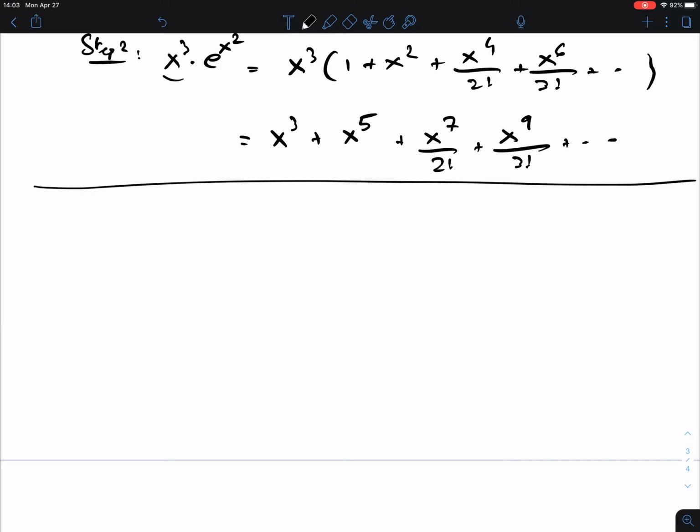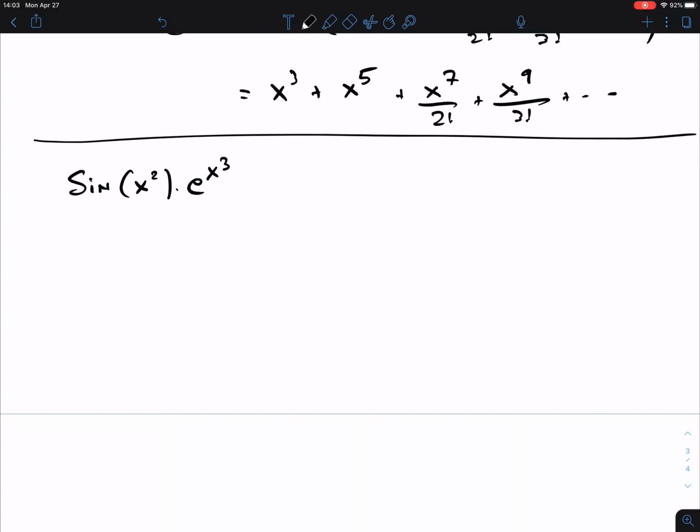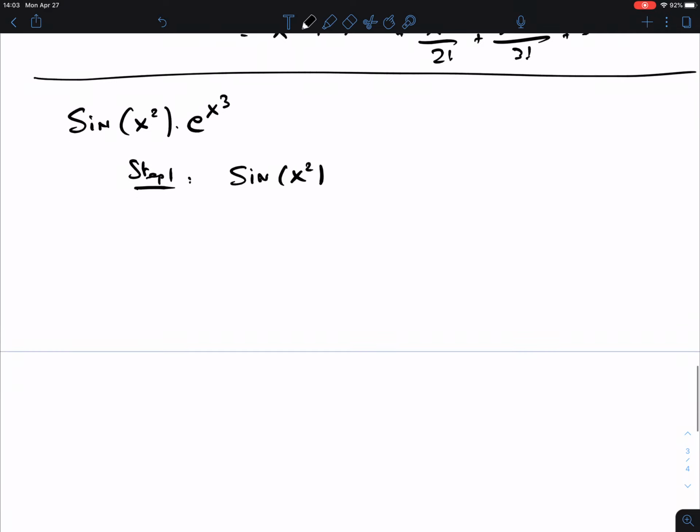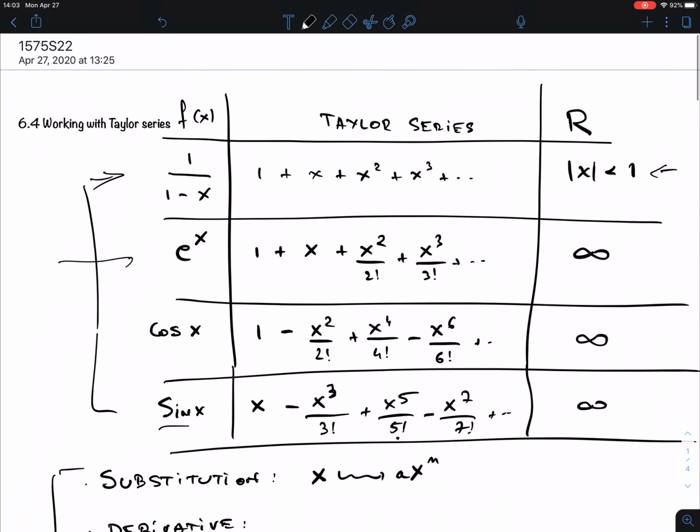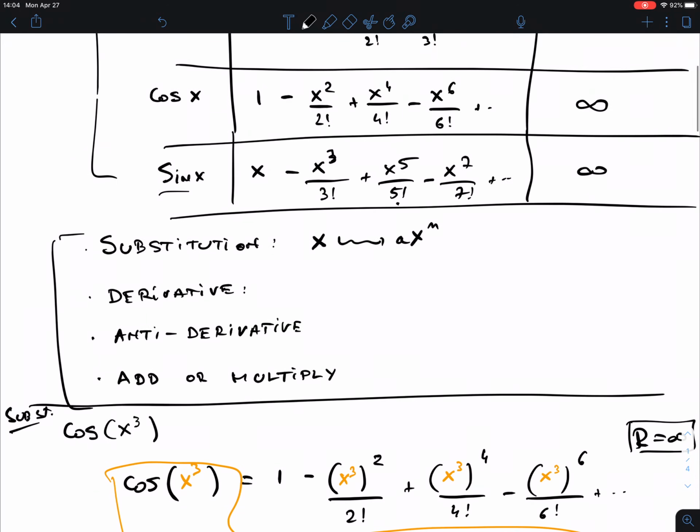I'll do one more example. Let's do, for instance, sine x squared times e to the x cubed. Now we need a series for the one factor and for the other. Step one would be to get a series for sine x squared, or we could do the other one first, it doesn't matter. Remember, you have to look at the tables, but it's good to actually try to memorize them. Although you can look it up, it makes your life much easier if you know them, so you don't have to keep looking up.